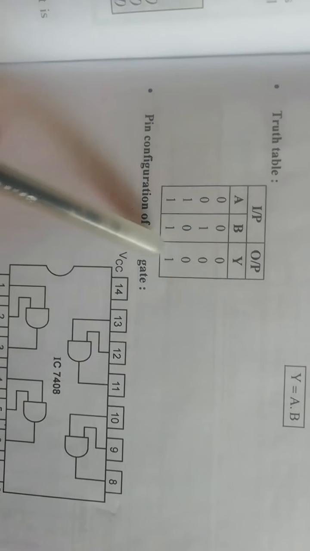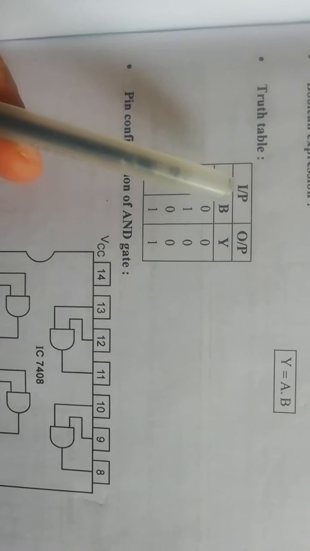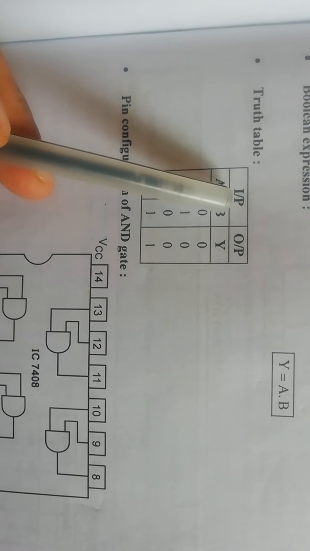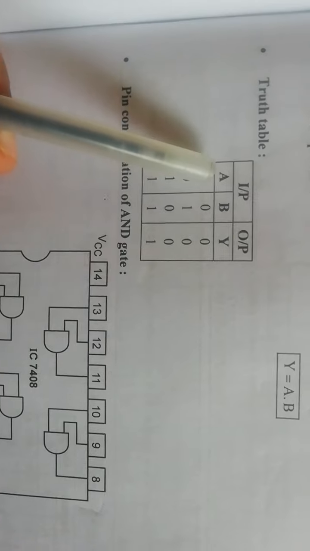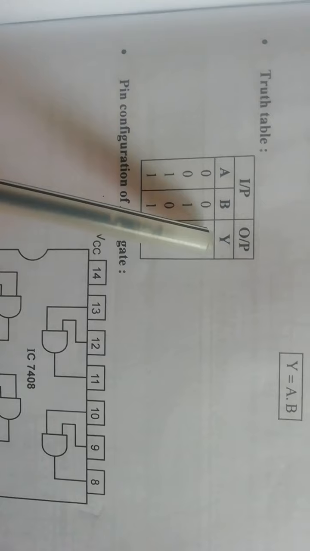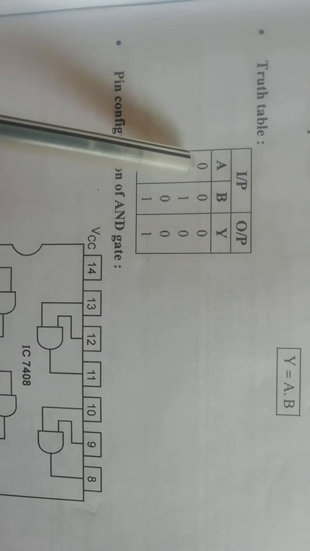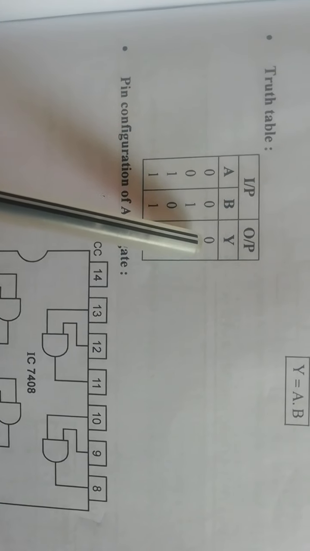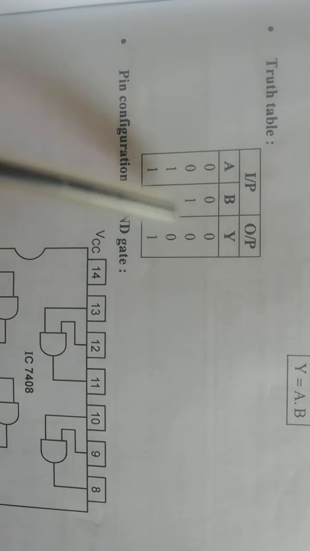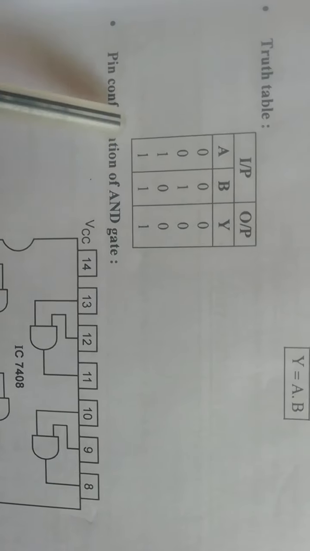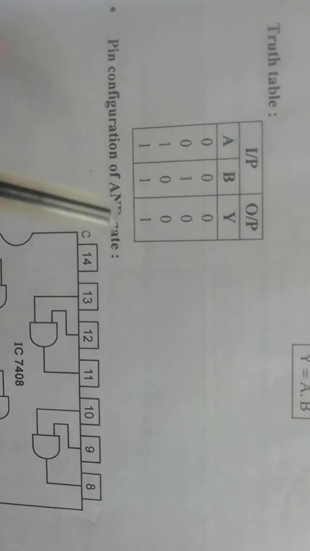This is the truth table, showing how the operation is performed. Here we have the inputs and the output. To this AND gate we apply the 2 inputs A and B and we get 1 output. If we apply 0 0, after multiplying 0 into 0 the output is 0. 0 into 1 is 0, 1 into 0 is 0, and 1 into 1 is 1. So according to the truth table this operation is performed.